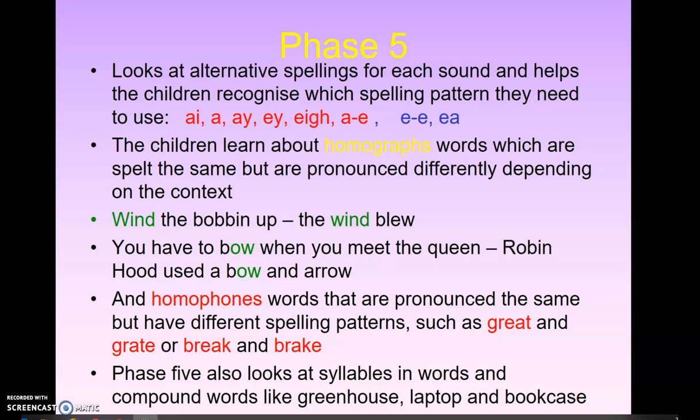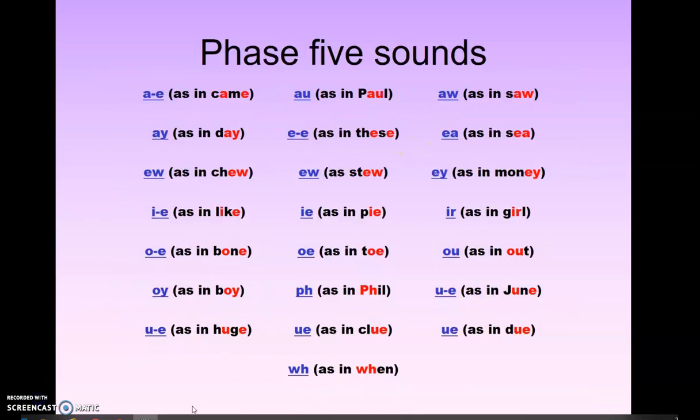Phase 5 also looks at syllables in words and compound words such as greenhouse, laptop and bookcase. These are the Phase 5 sounds. Some of these sounds are split, such as the A sound in came or the U sound in June. So let's look at some of these.